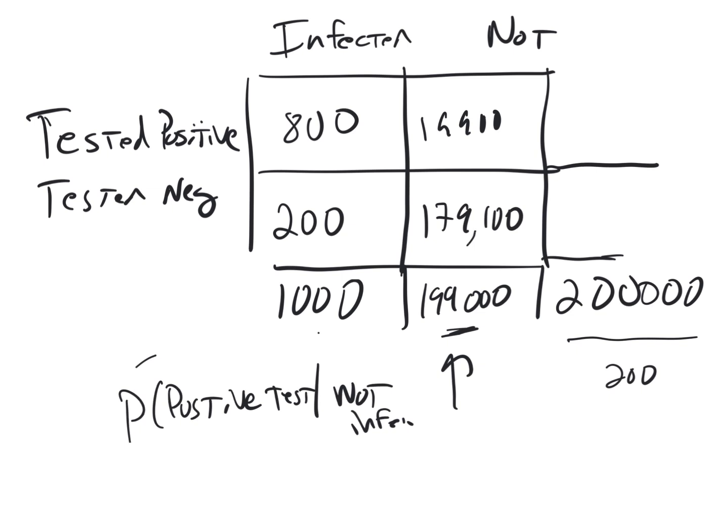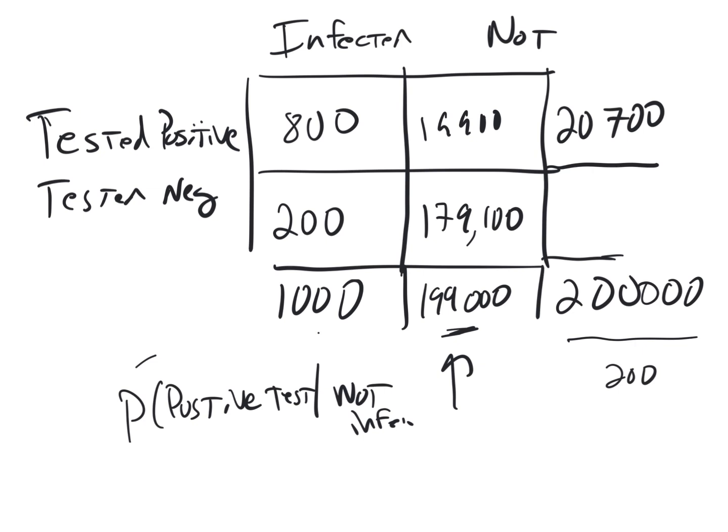Okay, so this column adds up to 1,000. This column adds up to the 199,000. Now we're going to go across and get the row totals. This will be the number out of the 200,000 people, how many people tested positive. So we add those together, and I got 20,700 people tested positive, infected or not.